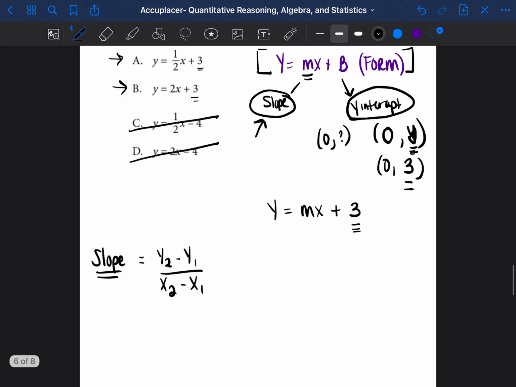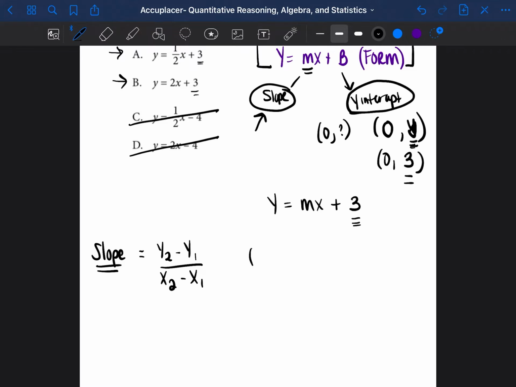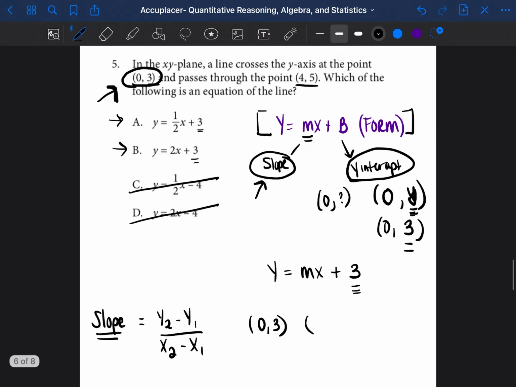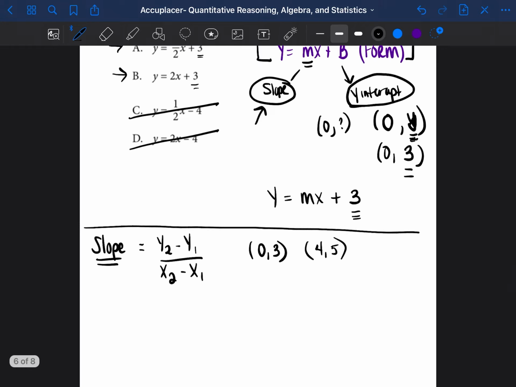So you just have to take the 2 points that they were given. The first point you were given is (0, 3). And the second point you were given is (4, 5). Very, very simple. Every point is written just x, y. Because this is the first point that you were given, this is going to be x1, y1. Because this is the second point that you're given, this is going to be x2, y2.